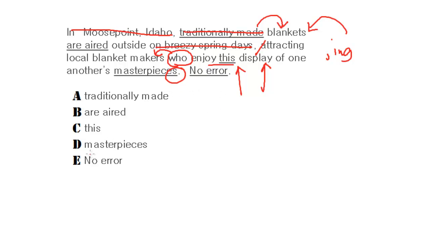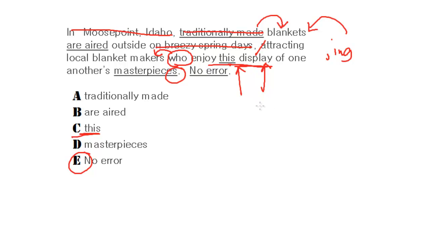So there's actually no error to this question, and a lot of kids, they pick answer C, this, but there's nothing wrong with this, because this is simply explaining what? The action of airing these blankets out, right? And they like this display, right? Nothing wrong.